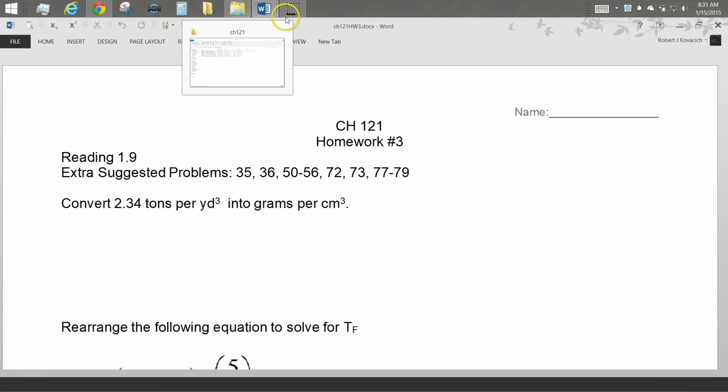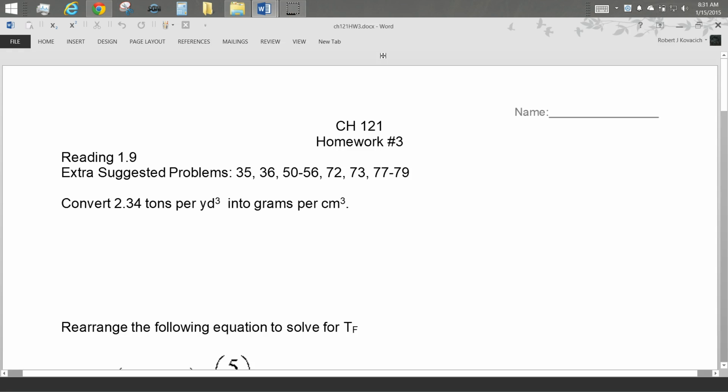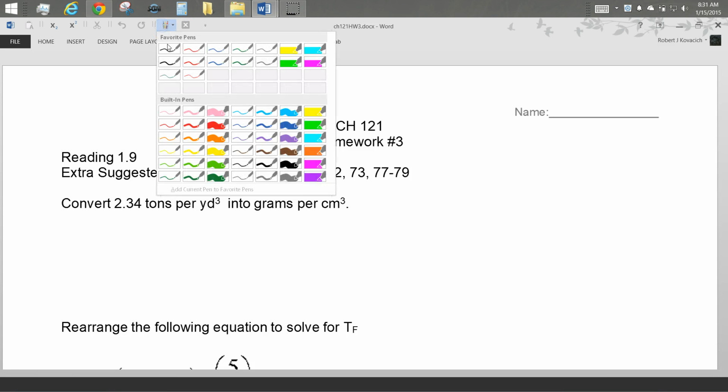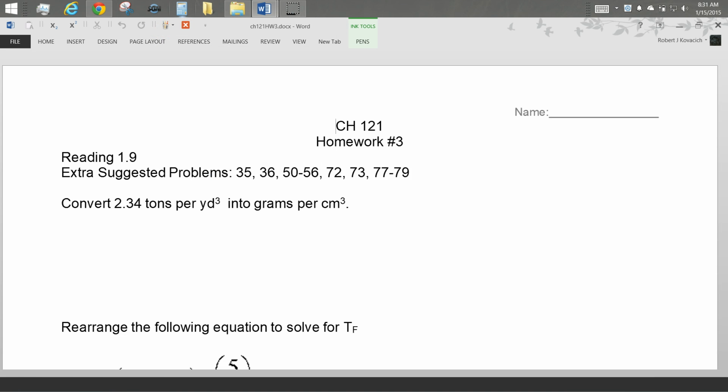Alrighty, let's go ahead and talk about this homework. So we're going to do a conversion of tons per yards cubed into grams per centimeter cubed. We talked about this unit on Tuesday. What was this unit used for? Digging dirt. Yeah, mining. So they're going to dig a huge yard by yard chunk of dirt and then measure its mass in terms of tons.